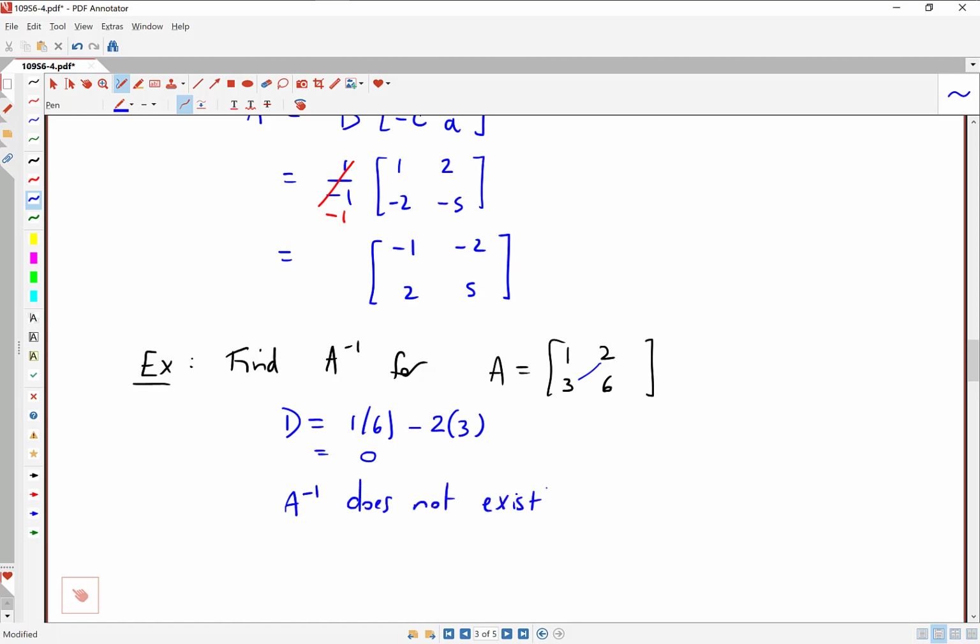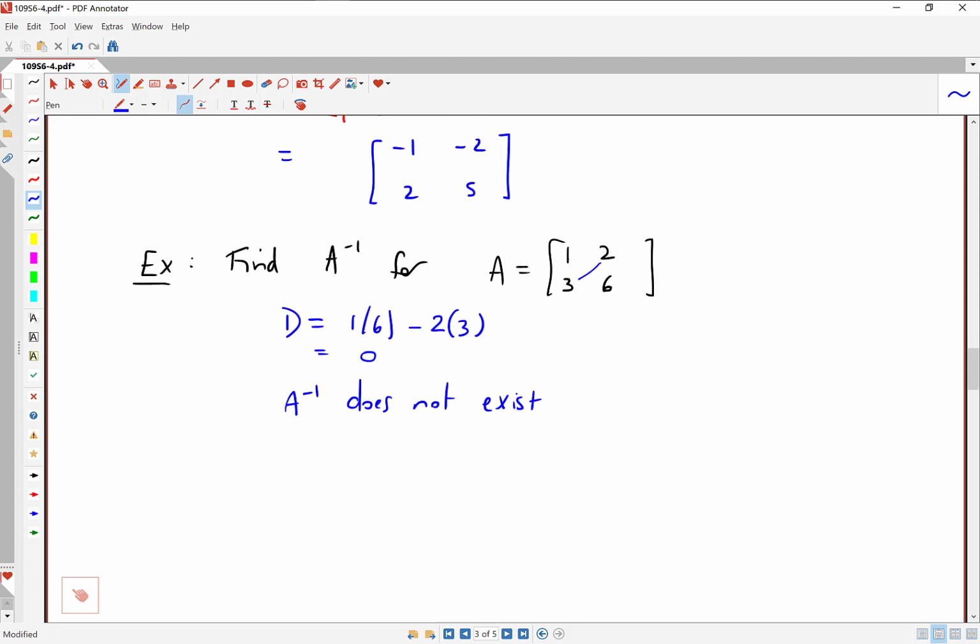The reason that happens is because if you apply the formula for A inverse, you're going to be dividing by that determinant, and we know that dividing by 0 is undefined. So that's why a determinant of 0 immediately leads us to the fact that A inverse does not exist.